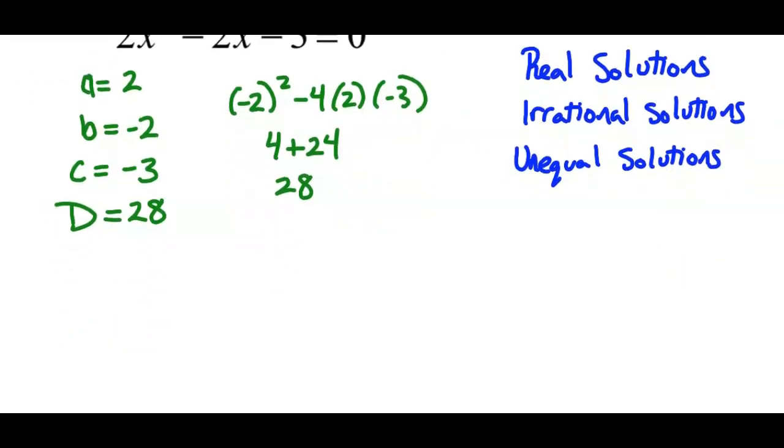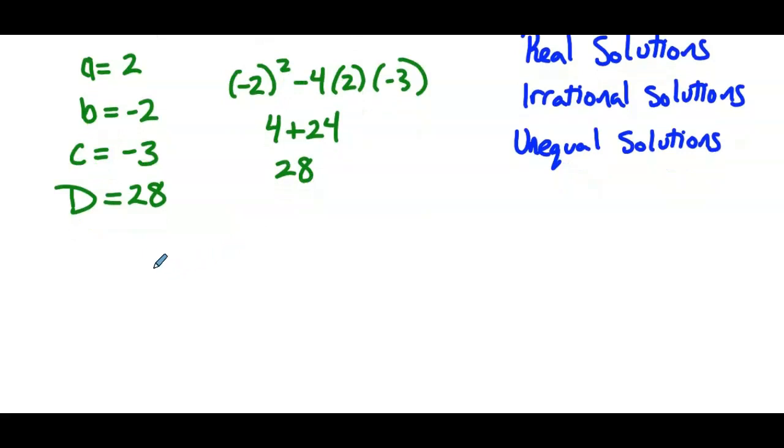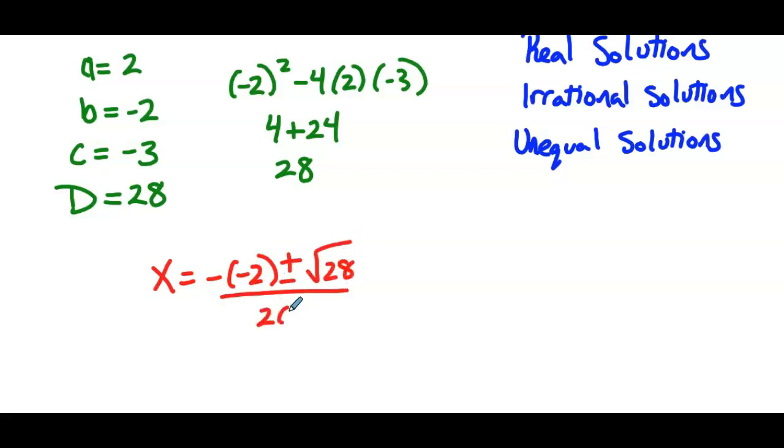Okay, so let's actually do this as practice with the quadratic formula. I know we don't have to. Okay, so x equals the negation of negative 2 plus or minus the square root of the discriminant all over 2 times 2. Okay, so the square root of 28 in simplest radical form, so that's square root of 4 times the square root of 7, which is 2 times the square root of 7.